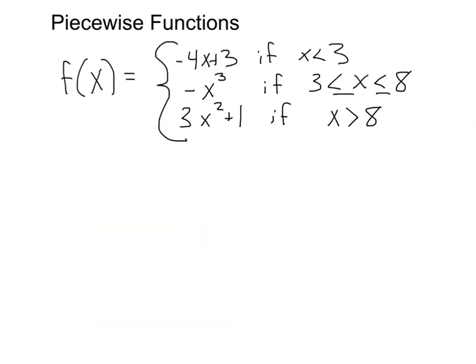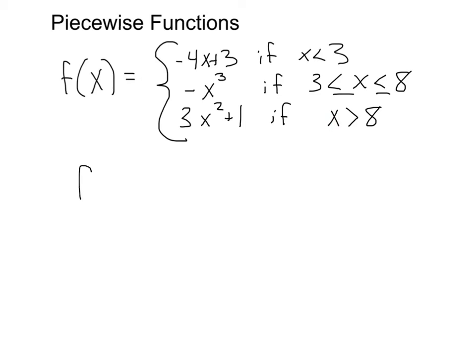Now here we have a piecewise function. A piecewise function basically takes pieces of different functions and puts them together. Here we have f of x equals negative 4x plus 3 if x is less than 3. So for all values less than 3, this is our function. We have negative x cubed if x is between 3 and 8. So if we have 3 through 8, this is going to be the function we use. And lastly, we have 3x squared plus 1 if x is greater than 8.